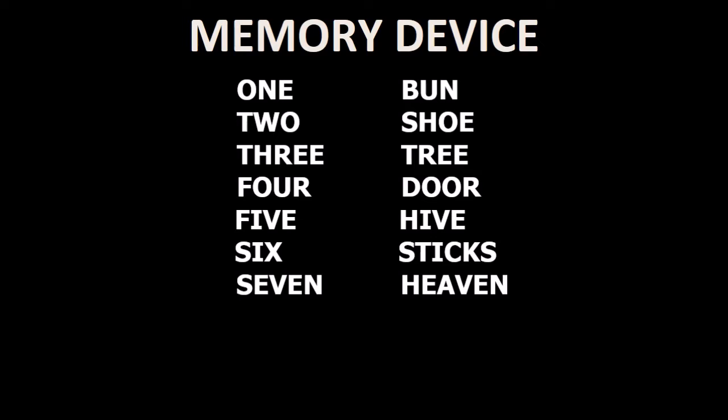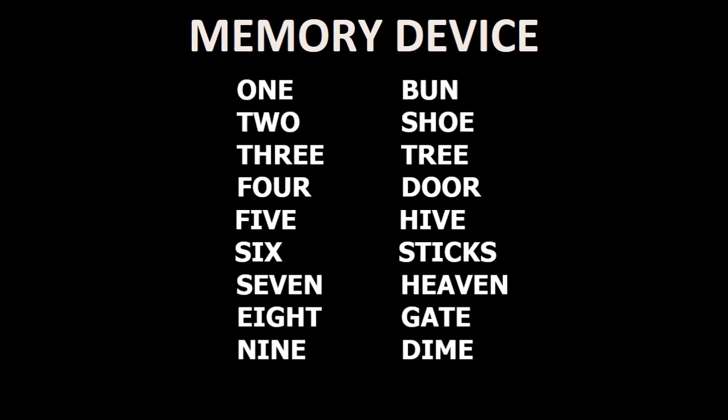7 heaven, the image I use is a cloud, not theologically correct, but a cloud calls to mind heaven, so 7 heaven. 8 gate, we have some sort of gate that we call to mind when we hear the word 8. And then 9 dime, I have in my mind an American dime. We won't use 10 hen. You could use 10 hen if you're memorizing the 10 Commandments, for instance.